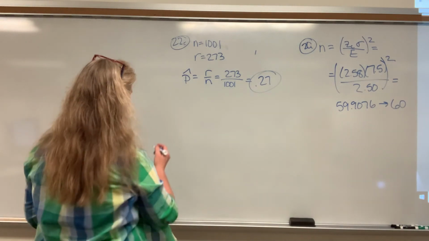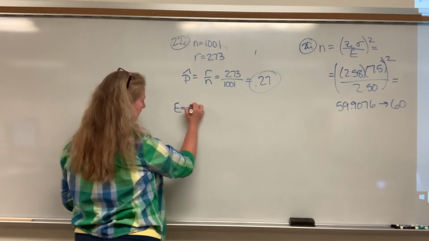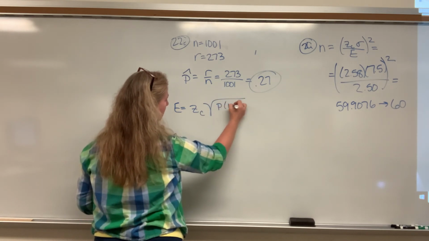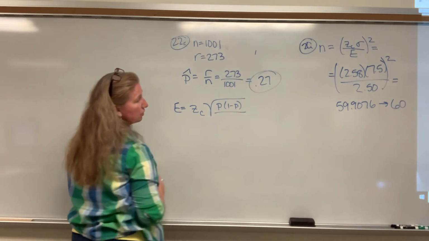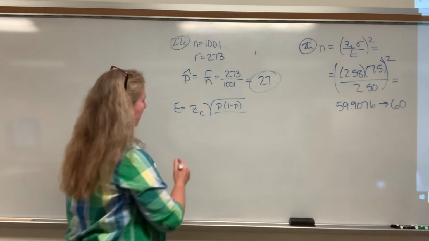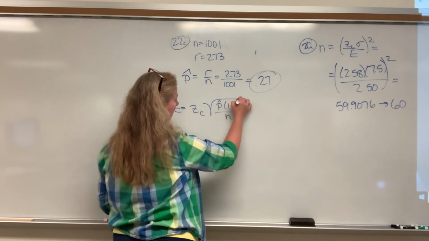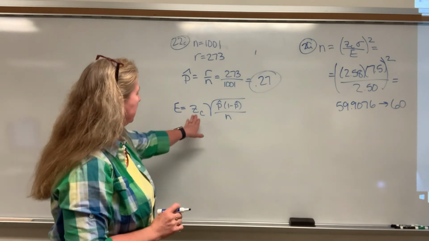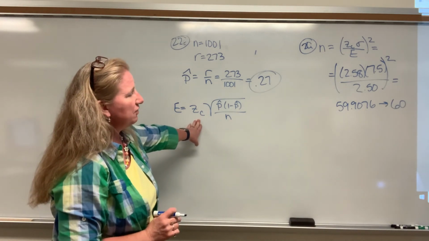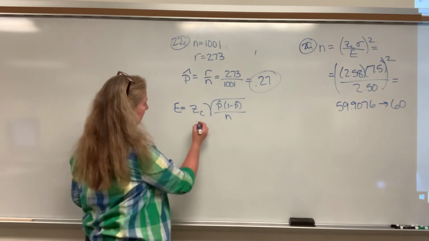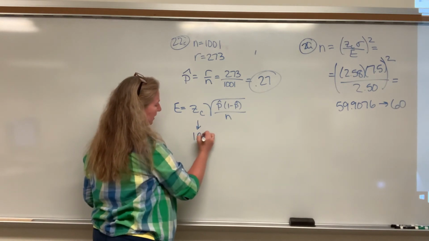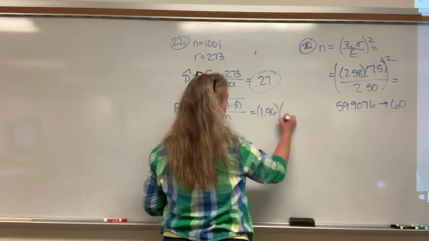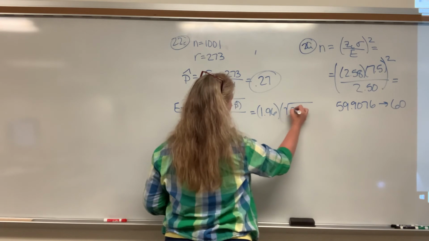And my error, remember my error formula, is Z sub C times the square root of P times 1 minus P, or Q, however you like to write that, over N. And really that's P hat because that's what we have, right? So that's my error formula. They want a 95% confidence interval. So my Z sub C for 95% is 1.96. So I do 1.96 times the square root of 0.27.